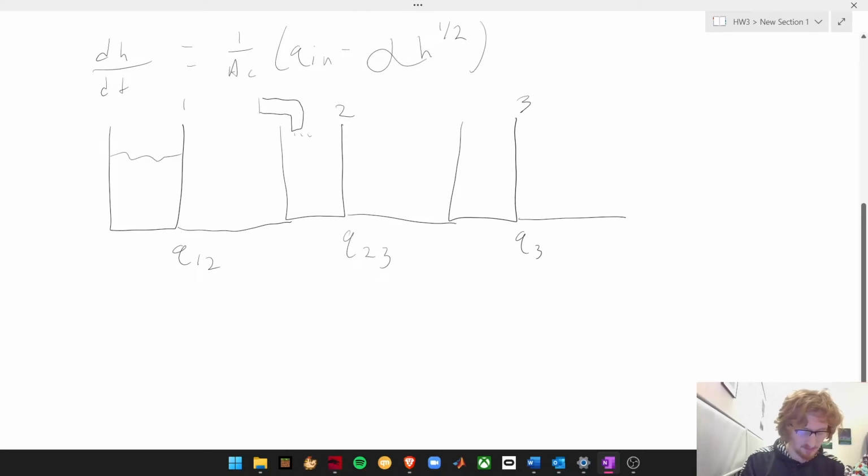And each of these tanks is going to have a height as well as a starting height. So when we look at each of these Qs, each of these outflows, we're going to have Q1 to 2, we'll start with that. Let me label these H2, H3. Q1 to 2 is going to be equal to, like we mentioned before, some proportionality constant, because these are outflows. So it's going to be equal to some proportionality constant.